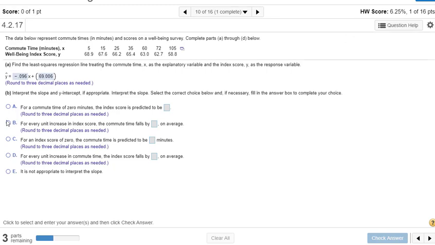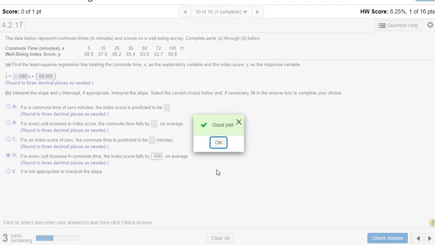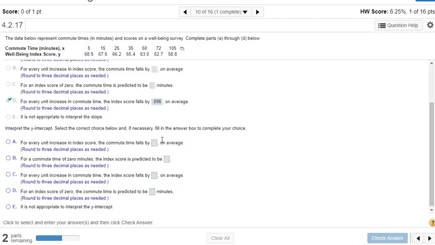Okay, so the B part here, interpret the slope and the Y-intercept if appropriate. This one is interpret the slope. So a little confusing how it's written. So this is interpreting the slope, and then the next one I think is going to be interpret the Y-intercept. Okay, so what's our slope? We have a negative 0.096, so we know that for every unit increase in x, in this case commute time, the index score falls, right, because it's negative, by 0.096. If that had been positive, it would have risen by 0.096.